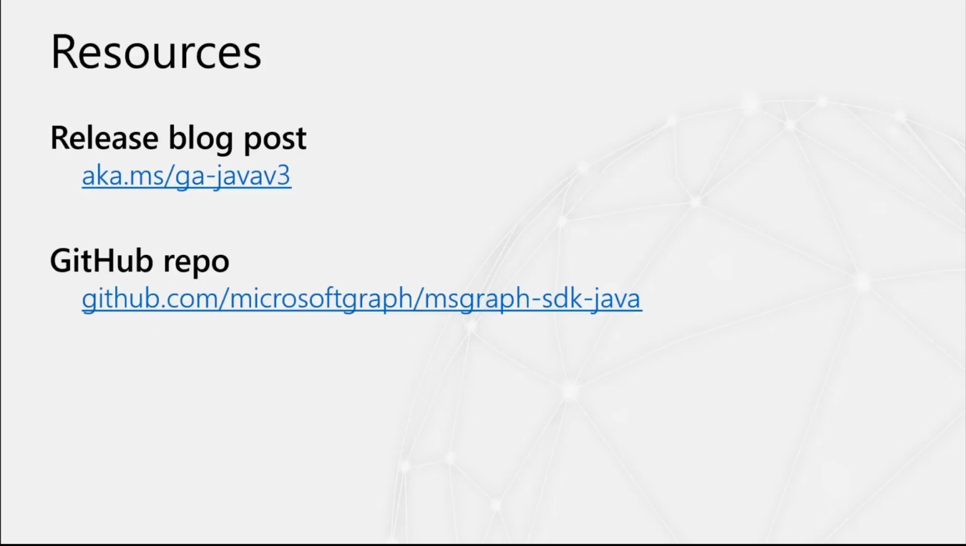Through aka.ms/GAJavav3, you have access to detailed information about the Java SDK v3 and can find important links such as the upgrade guide, where you can see all the updates for this new version and which improvements are considered breaking changes and which are not. The Java SDK is available on GitHub, where you can read our wiki, open issues, and submit pull requests.